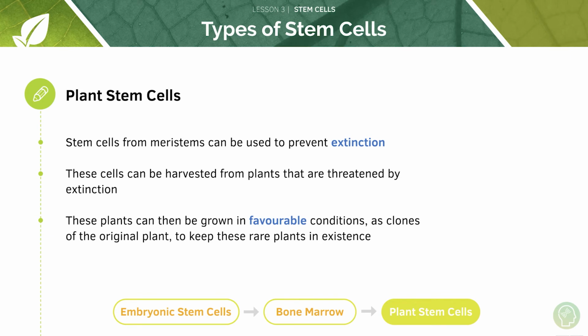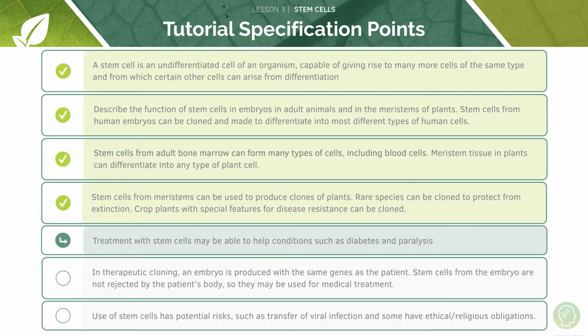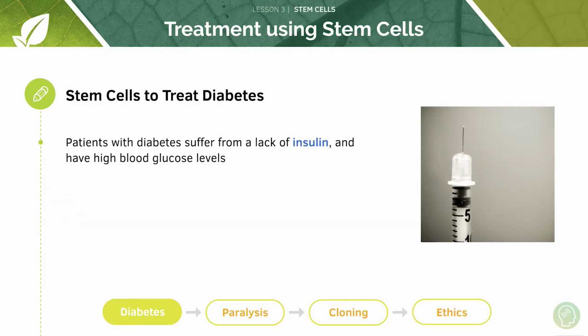So now let's have a look into how treatment with stem cells might be able to help various medical conditions. So patients who suffer from diabetes suffer from a lack of insulin. So this is particularly the case in type 1 diabetes. And this lack of insulin means that they can't utilise the glucose in their bloodstream. They can't uptake the glucose from the blood into their cells. And therefore they have this build-up of glucose in their blood, and this leads to high blood glucose levels. So stem cells can be made that can produce insulin in order to treat those who suffer from diabetes. And again, this is type 1 we're talking about.